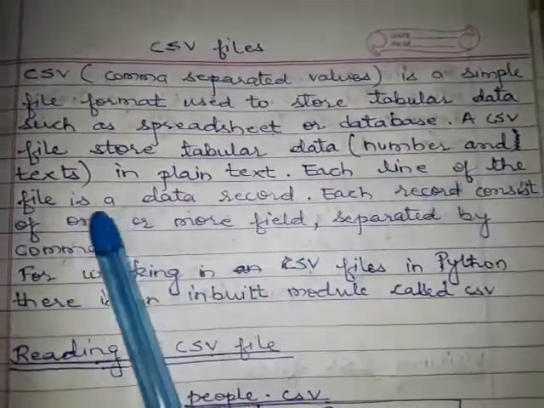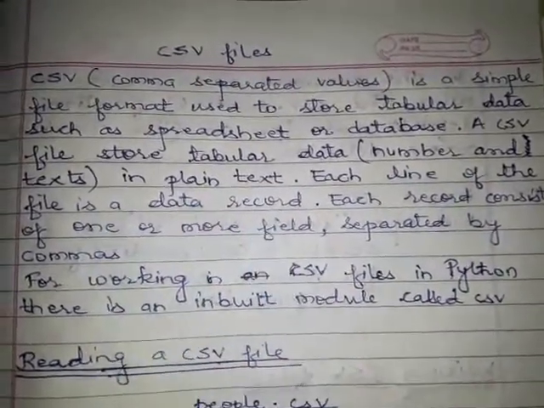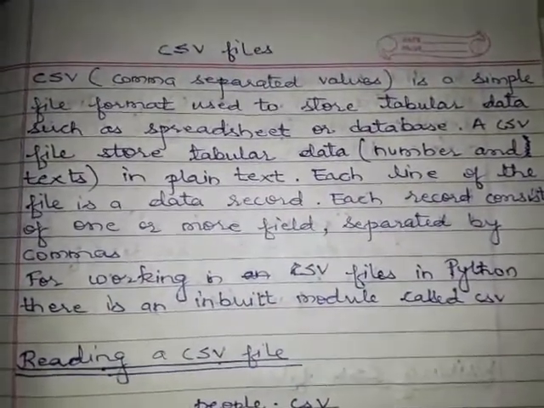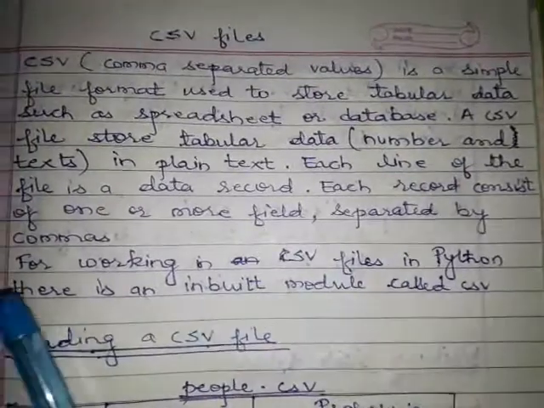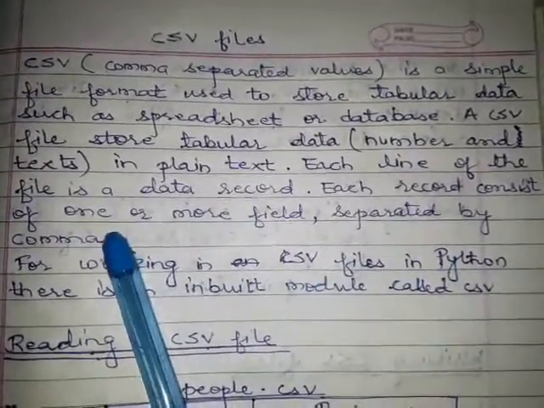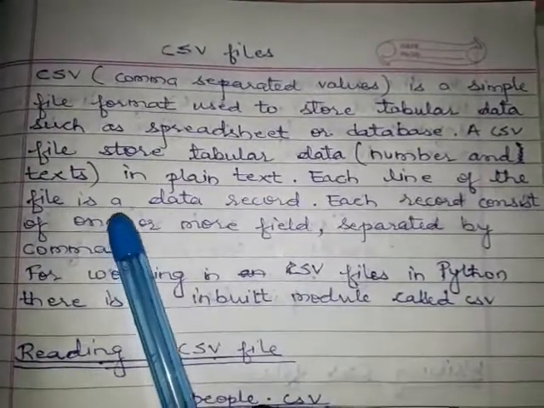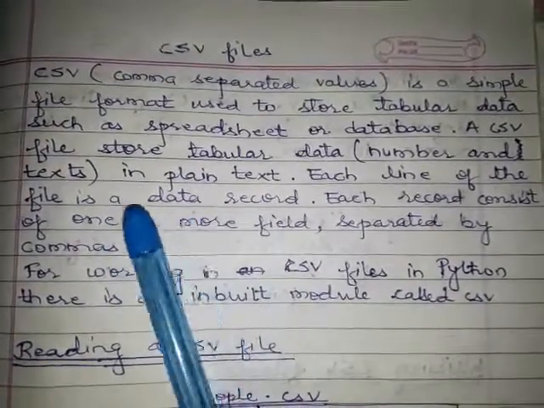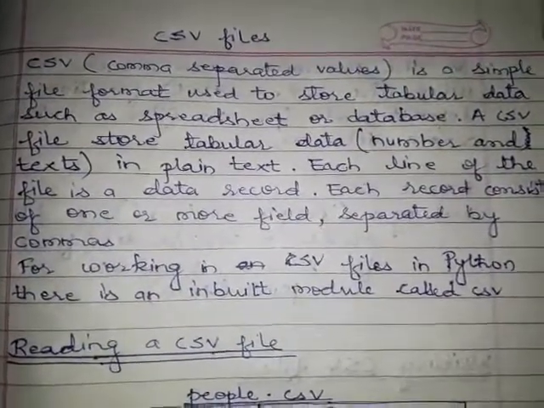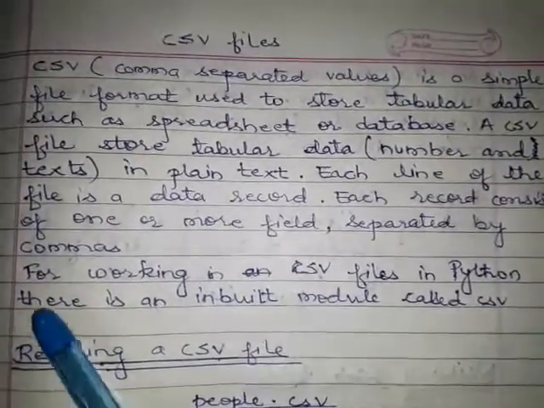Each line of the file is a data record, and there are several lines in the file, and each line is an individual record. Each record consists of one or more fields separated by commas. There are various records in the file. So I will show you how to make the file.